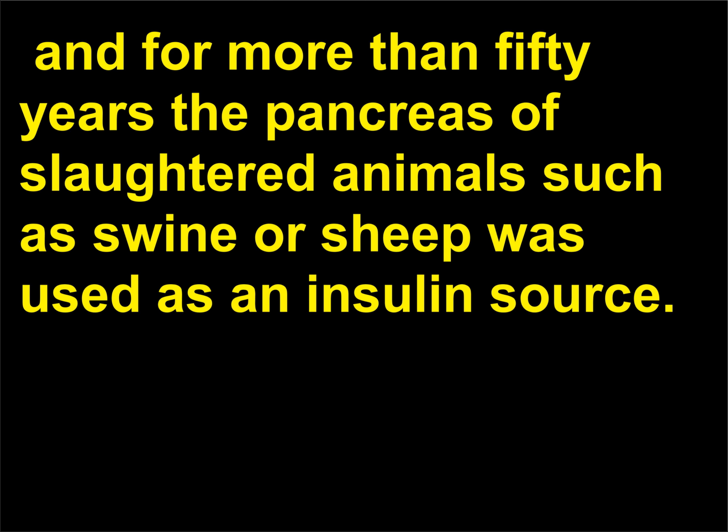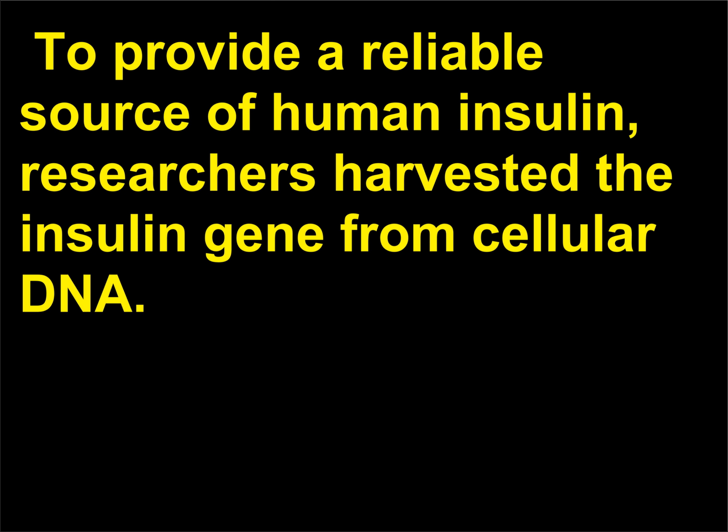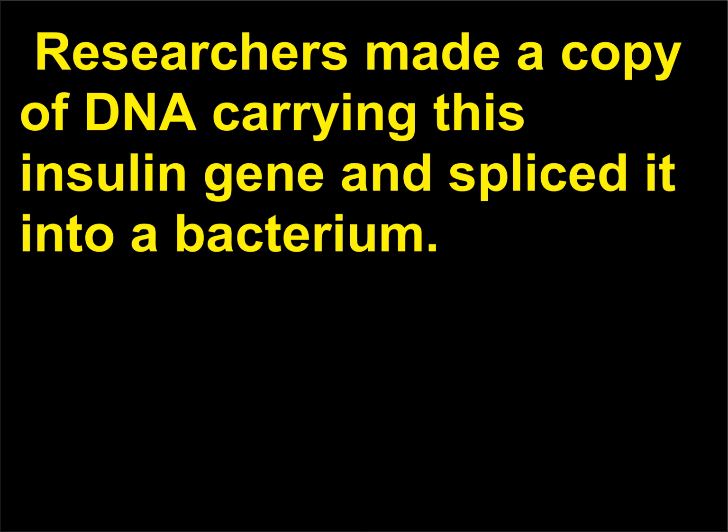And for more than 50 years the pancreas of slaughtered animals such as swine or sheep was used as an insulin source. To provide a reliable source of human insulin, researchers harvested the insulin gene from cellular DNA. Researchers made a copy of DNA carrying this insulin gene and spliced it into a bacterium.